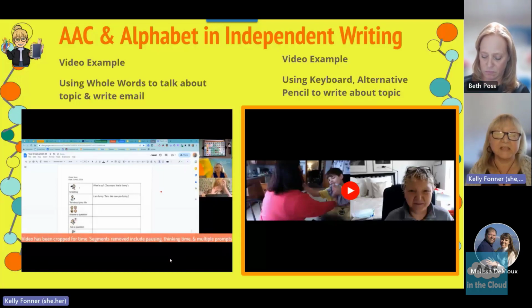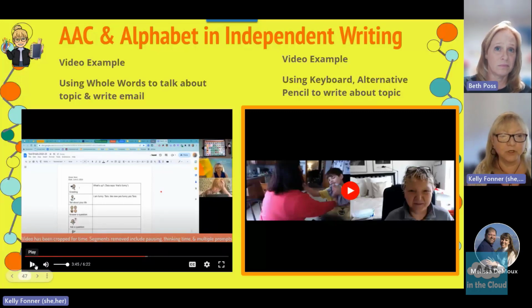Yes. And as Beth said, it's not my job to put all of these words in the right order or to spell them for her, it's to get her to elicit ideas. And we're using whole words in that type of writing.